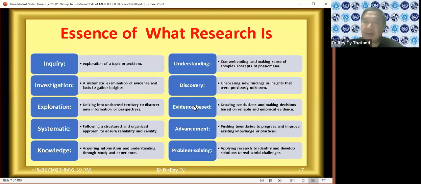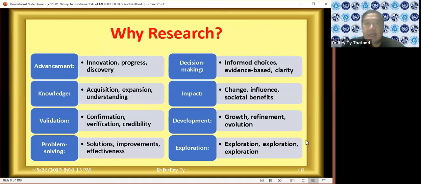In fact, this is a very important need now at the United Nations. Everything that we do must be evidence-based. And then to advance new knowledge, as well as to solve social problems, as well as scientific problems. So why do we conduct research? Sometimes we want to innovate, have new products.